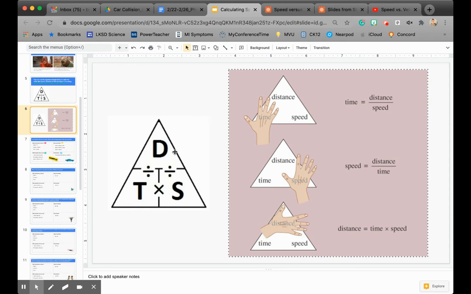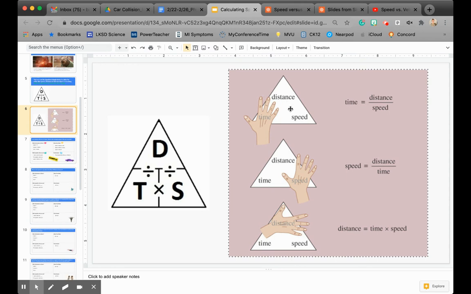The way that you read this triangle is you have to remember that this line that cuts the triangle in half represents division, and this line that separates speed and time represents multiplication. Since we're doing this virtually, I had to find a diagram that had hands like in it already. So let's scoot over to these triangles here.